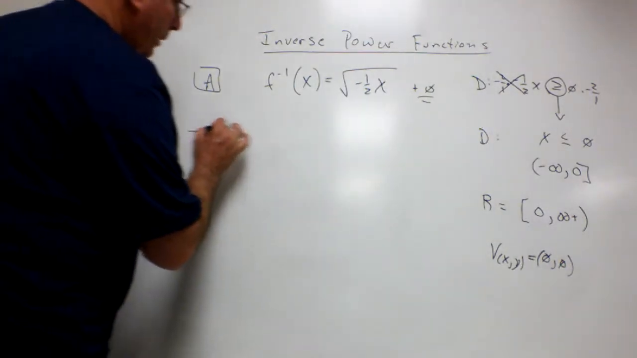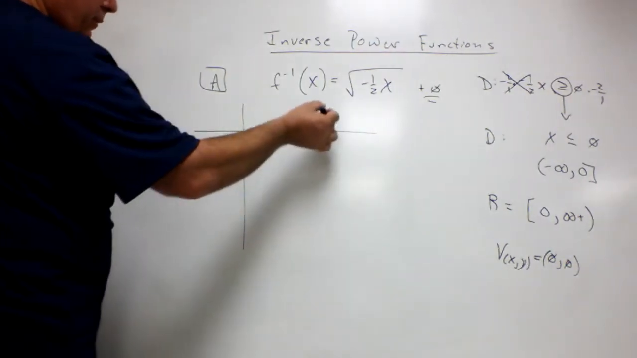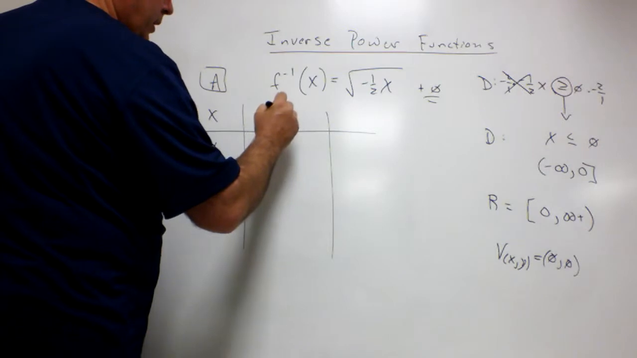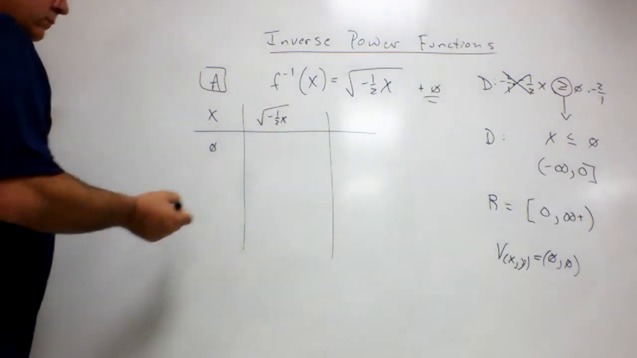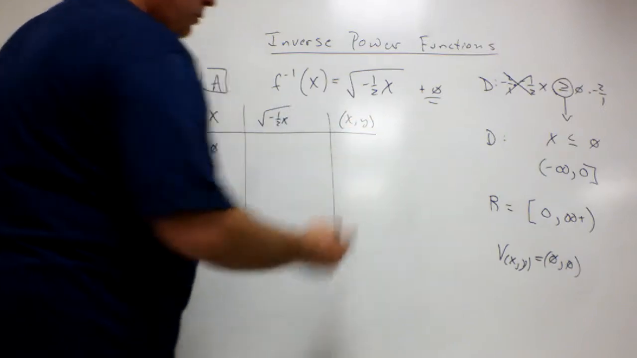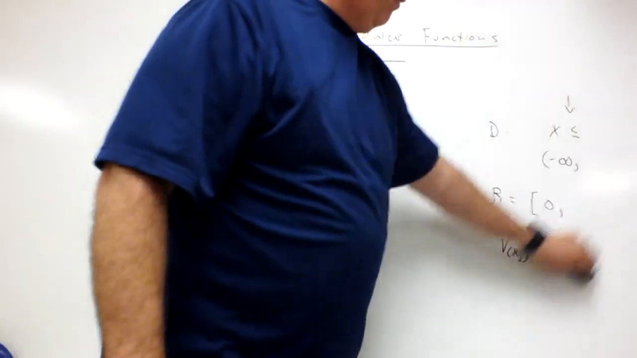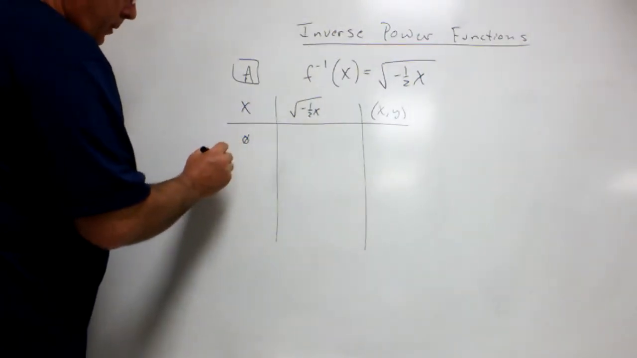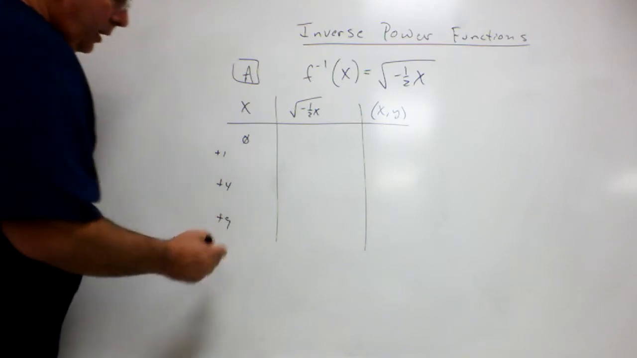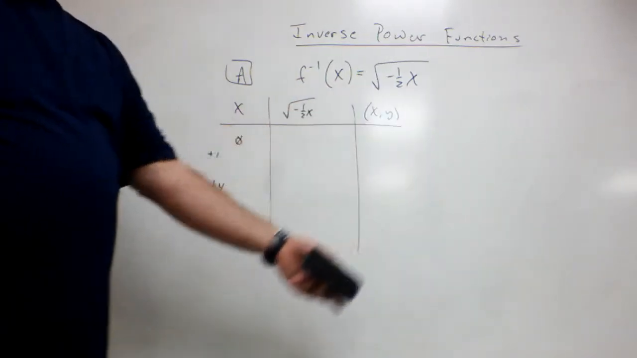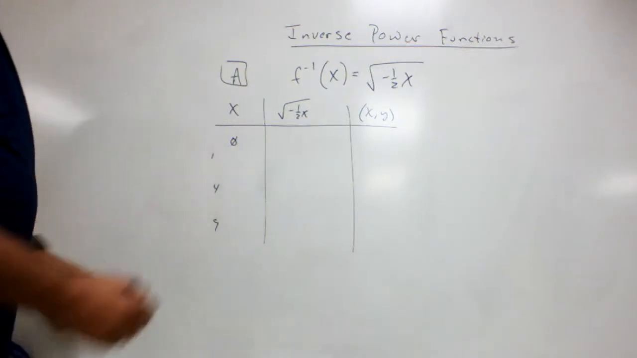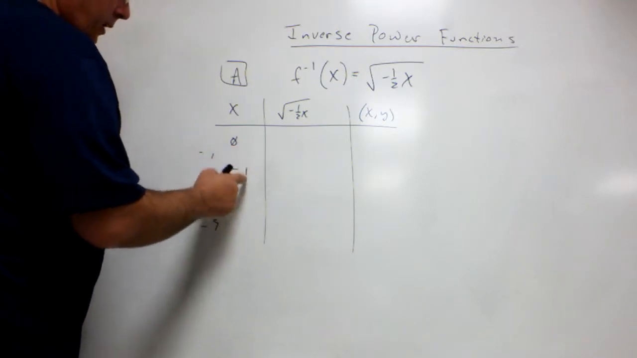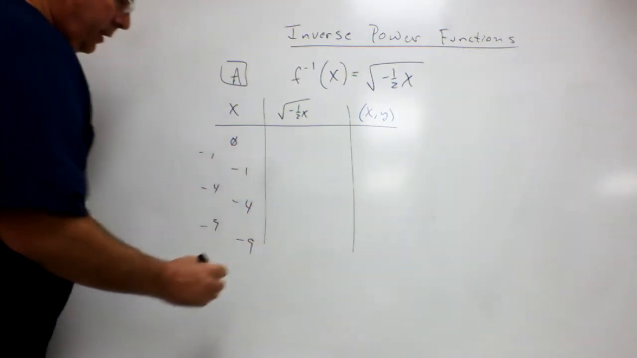So what we want to do is start our table of values at 0. Our function is going to be the square root of negative 1/2 x, and we want to record what points come out of that. So if we put in 0, normally we would go +1, +4, and +9. But we want to go into negative infinity. So instead of positive, we want to subtract, subtract, subtract. And that will put in our values 0, -1, -4, and -9.